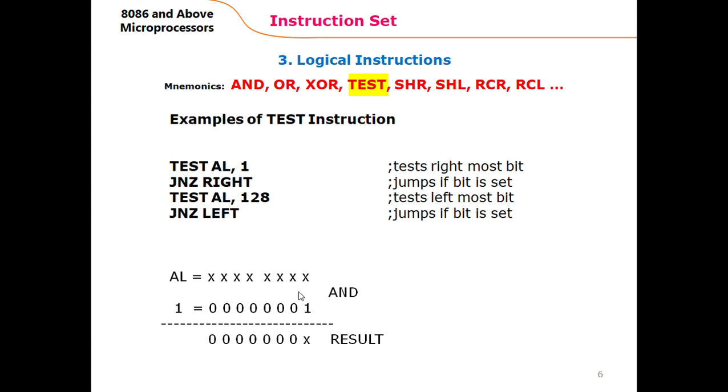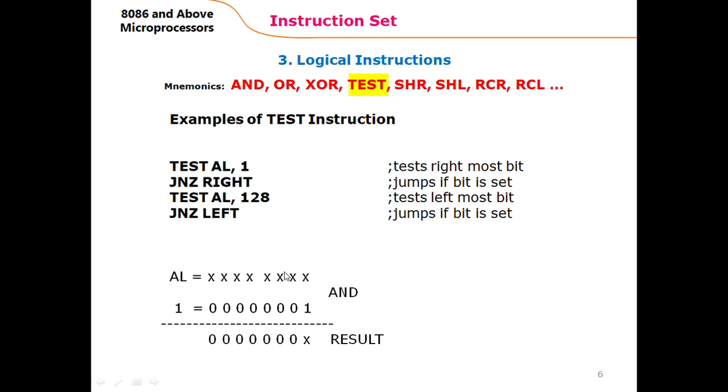If this rightmost bit is set, that means if it is 1, then the result is not 0, and jump if not 0 would be true, so it would jump, and otherwise it would not jump. So this instruction tests the rightmost bit in the L register, and based on that we can jump or not jump.